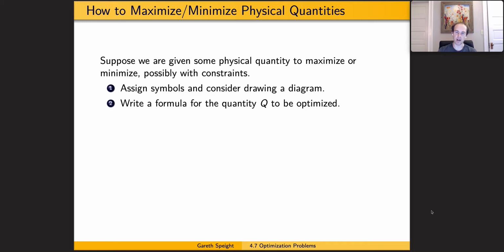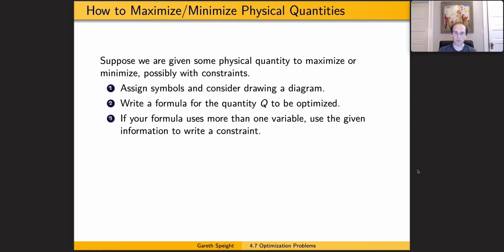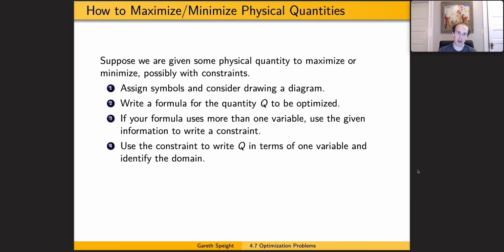Sometimes we'll get lucky and this will only have one variable, and then straight away we'll be able to differentiate and find the max or min. But sometimes there might be more than one variable floating around. Because we're doing calculus of one variable, we want to simplify that. So the next step will be to use the given information to write a constraint, and then use that constraint to write the thing we want to maximize or minimize in terms of only one variable. So we should have a function of one variable, and a domain on which we want to maximize or minimize. Then we can use calculus.